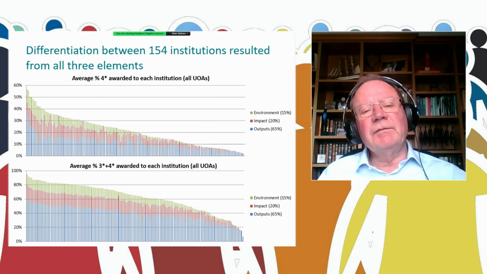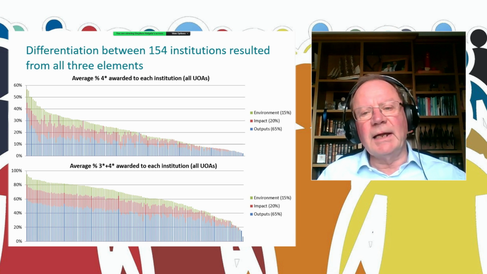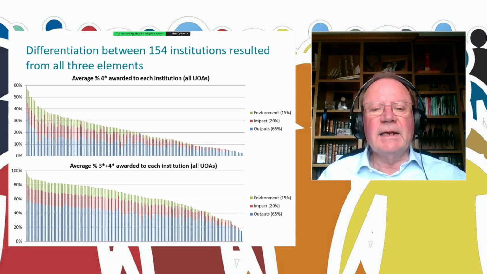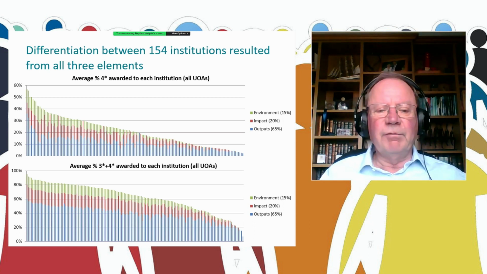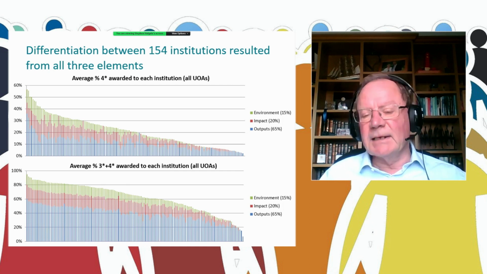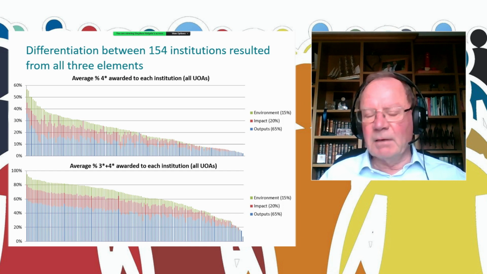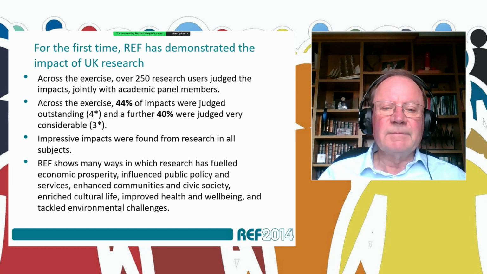This shows the 154 universities in the United Kingdom, and each color there represents the outputs in blue, the impact in orange or brown, and the environment in green. And you can see that there's a gradation all the way down to the bottom, as you would expect if one was assessing these different criteria. And the amount of money that goes to the unit of assessments dictated by the departments of science in our country are dictated by these scores.